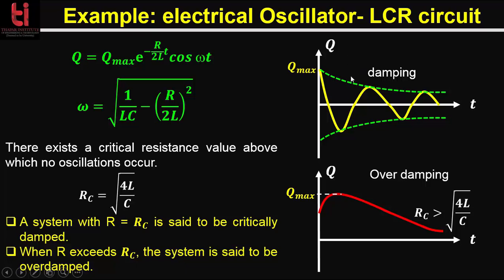So this figure actually shows the damping case, or the underdamping case, and here you can find a few small oscillations before the oscillator comes to rest. And when RC is equal to root over 4L by C, you can expect that this will be the fastest way to get to the equilibrium. And this graph shows the overdamping case, where RC is greater than root over 4L by C, and the system is slowed so much that it takes a long time to get to the equilibrium.